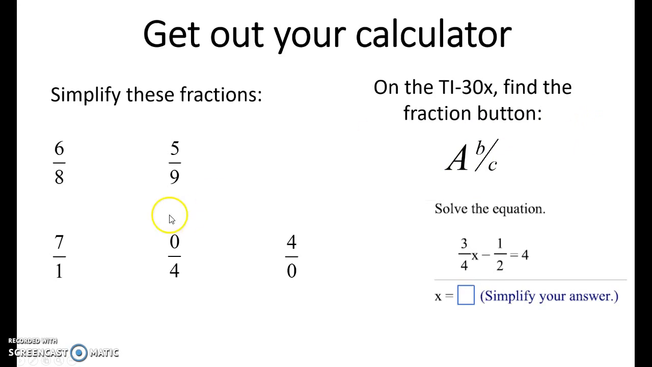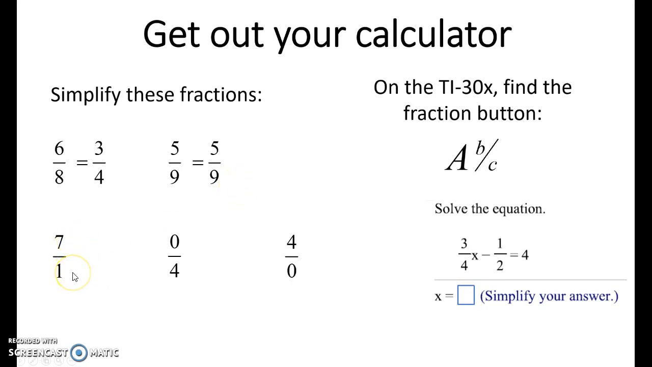Okay, take a look at these fractions. 6 over 8 reduces to 3 over 4. 6 and 8 are both divisible by 2. If you wind up with a fractional answer, you must reduce the fraction. The correct answer is always reduced. If you don't reduce it, you won't get full credit. Okay? 5/9 is 5/9. It won't reduce.